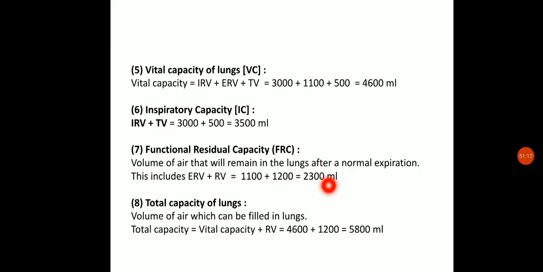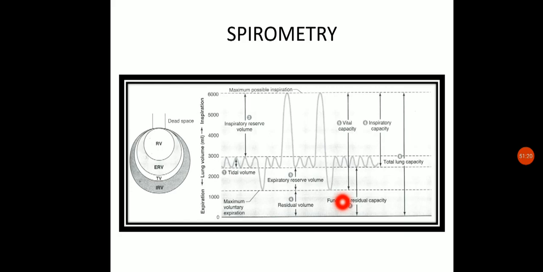And next is the total capacity of lungs. Total capacity of lungs is the total volume of air which can be filled in the lungs. It's the vital capacity plus RV. We have already seen what vital capacity is. Vital capacity is basically the tidal volume, the IRV and ERV. Along with that, the RV, which is the residual volume, present in the lungs but non-functional, is also considered a part of this.